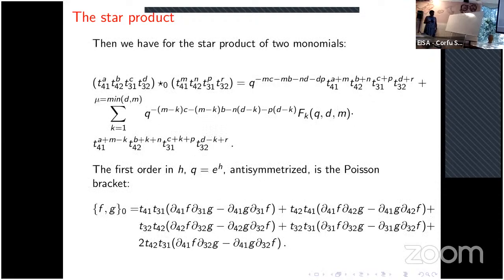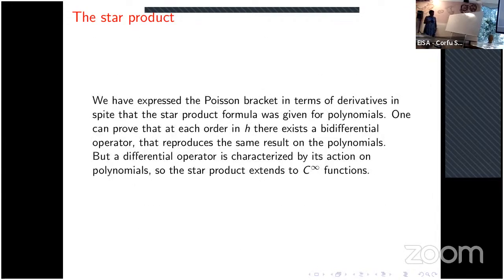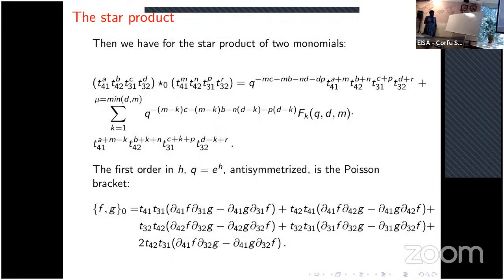So this is the star product. Here you have it. This is the star product of two monomials. And here is where they appear, the constants that we defined before. Here we have powers of Q, and then we have monomials. So the star product of two monomials is a polynomial.